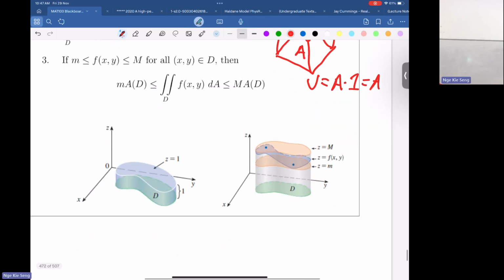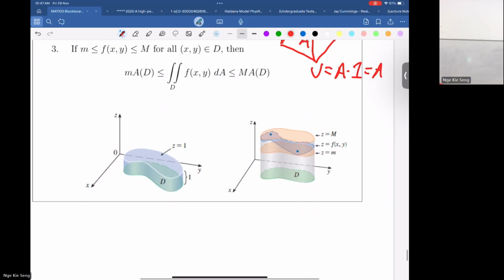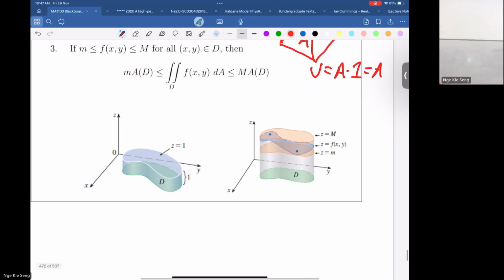Third is if your f(x,y) is bounded by two constants, small m and big M, the double integral of f is also bounded by something related to big M and small m. So what are the bounds? This is the volume of the surface with height small m and big M, times the area of D.